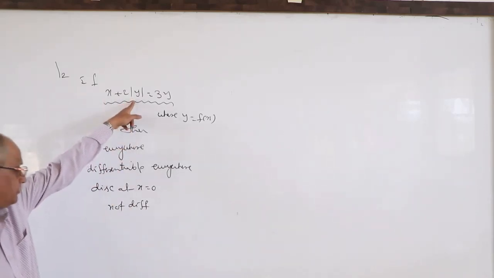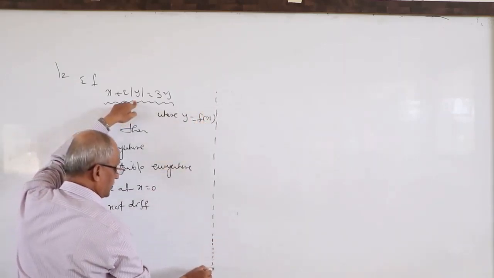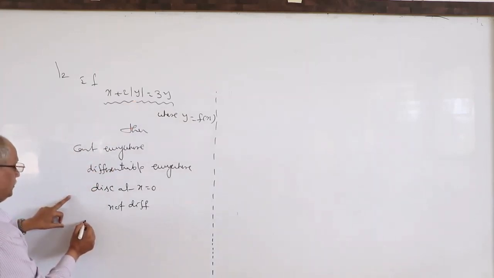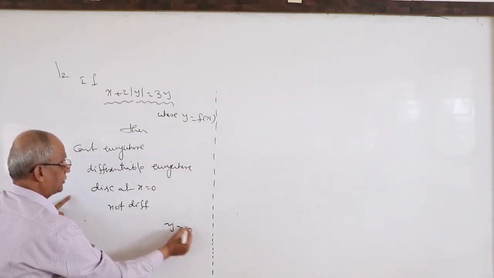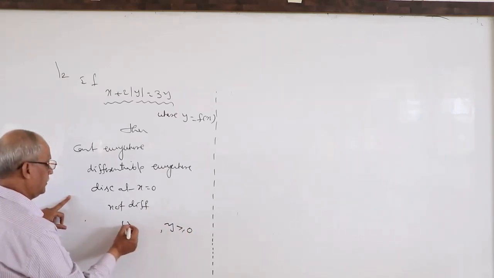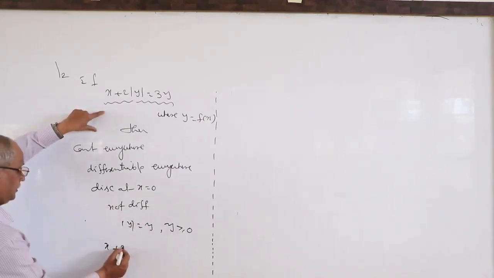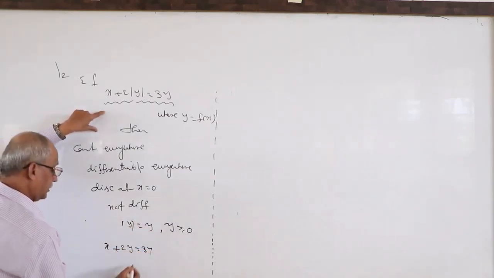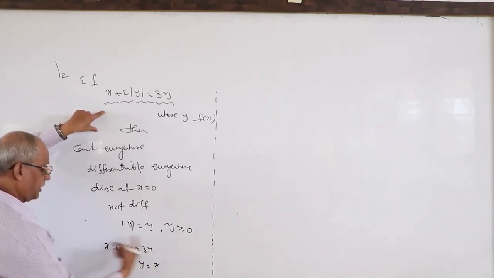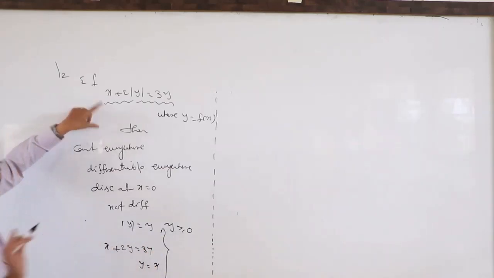Here, modulus we first have to define. How will you define modulus generally? Either it is positive or negative. Now you see, suppose y is greater than or equal to 0. Then what is modulus of y? It is y. Then what is the function here? x plus 2y is 3y. Then what is that value? y is equal to x, 3y minus 2y. So, when y is positive, y equals x.